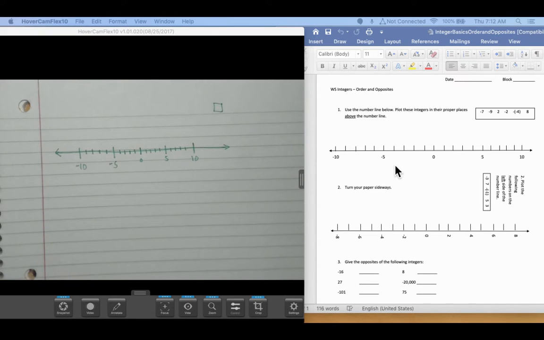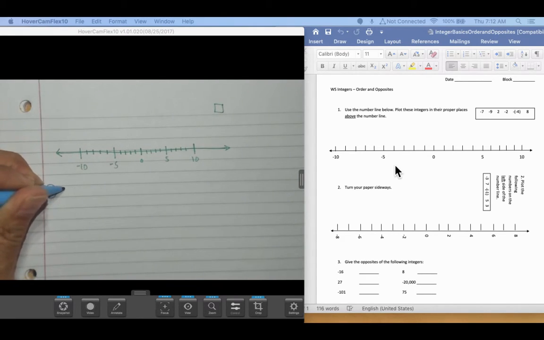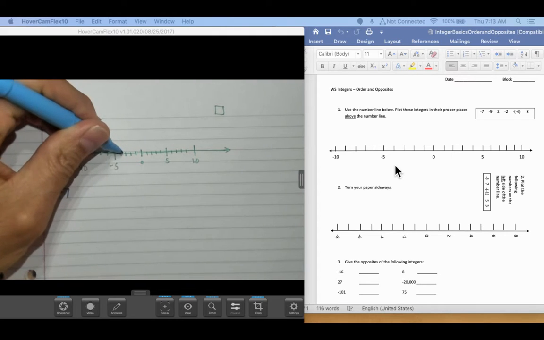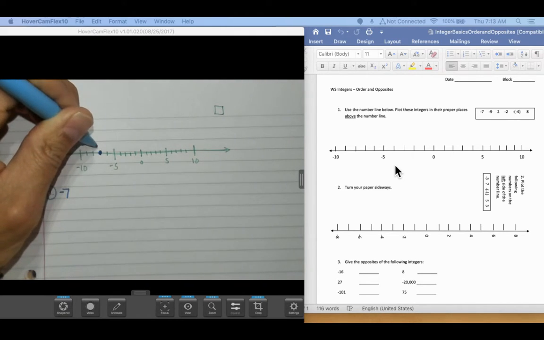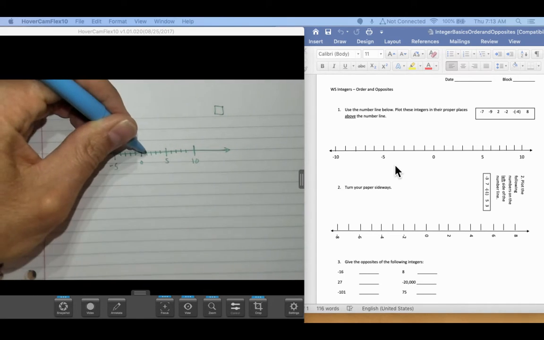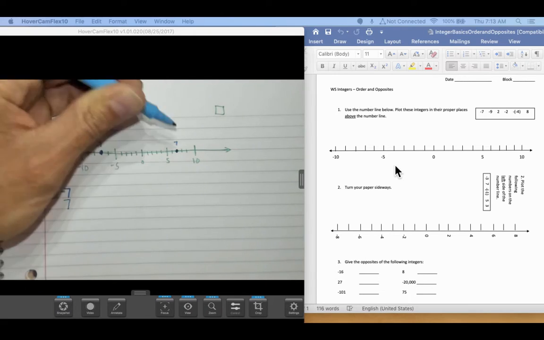Okay, and so number one is -7. And I want you to plot -7 and its opposite on the number line. And you should pause and do that right now. And so -7 would be starting at 0 going this way, -6, -7. And then its opposite would be 7. So I'm going to make sure that I also put 7 on my number line.